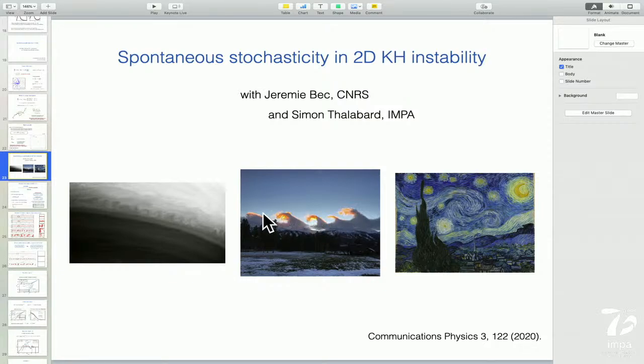This is atmosphere. This is in the Earth, so it happens all the time. Just you don't see it. And here, because there are clouds, you see how that happens. And this is a picture of Van Gogh. So Van Gogh, you can see it. It recognizes that there is a Kelvin-Helmholtz instability. So it's often in his pictures.